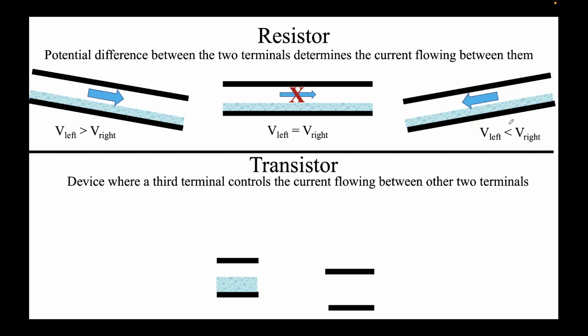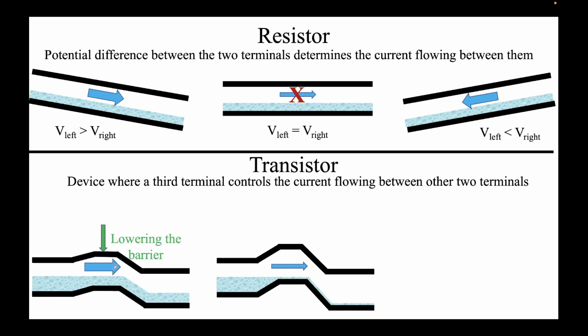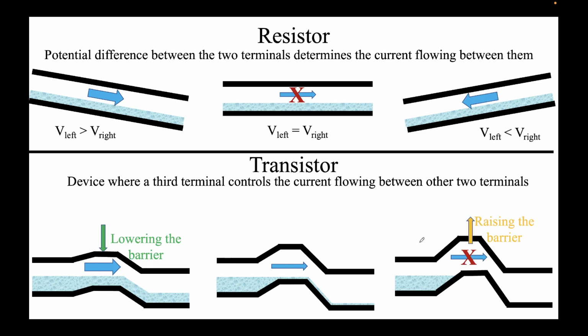A transistor is something different. This means the current flow between the two terminals is decided by the third terminal. So in this case, you have two terminals. Although the left terminal on the bottom is higher than the right, this barrier is there, which is not allowing most of the current to flow. Only a small amount of water can flow because this barrier is high enough. If I lower this barrier, you can see the left and right is still the same as the middle picture, but more water can flow. Similarly, if I raise the barrier, although the left and right potential is still the same, no water can flow. So this means the current flowing between left and right terminals is being determined by the middle terminal. This is what a transistor means.